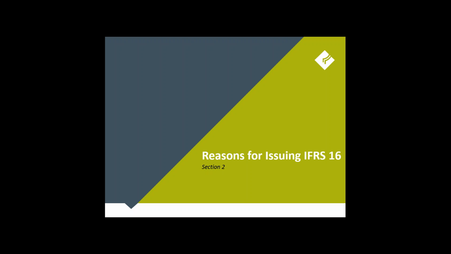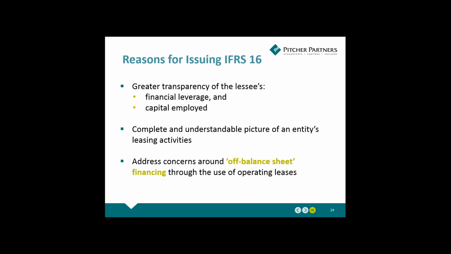Personally, I've always thought AASB 117 is such an easy standard. It's easy to understand, it's simple, and it's well understood by everybody. So why the change? The reasons for the new IFRS 16 are that the International Board and the AASB have made it very clear that it provides greater transparency of the lessee's financial leverage and the capital that they've employed.